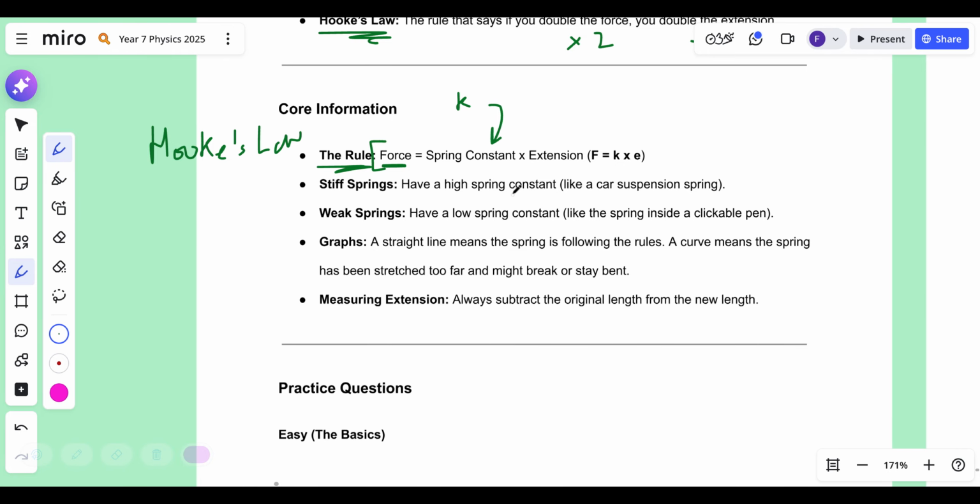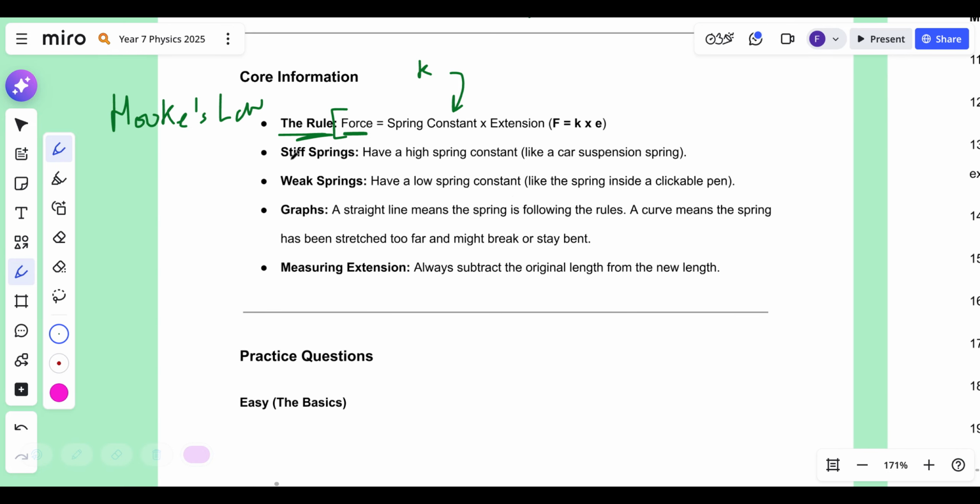That's it. Stiff springs, as I said, have a really, really high spring constant. That means this number is going to be very, very big. So K is going to be very big. And we're talking about things like the springs inside a car. They hold the entire car up. Weak springs have a very low spring constant, so they'll have a really small number, like 0.01 or something. That's like if you've got a clicky pen, there's a little spring in it. Well, it's not very strong, it's not very stiff, it's very weak.